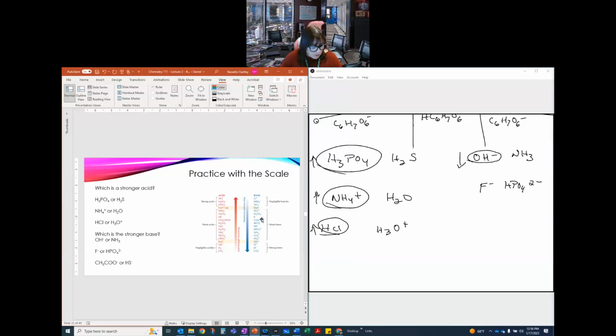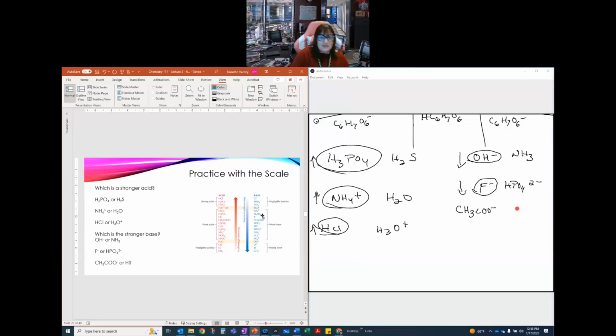We have our H2PO4- is 2 down from the H2O, that line right there. And F- is directly below it. So F- is the better base because it is lower down. It's that simple.